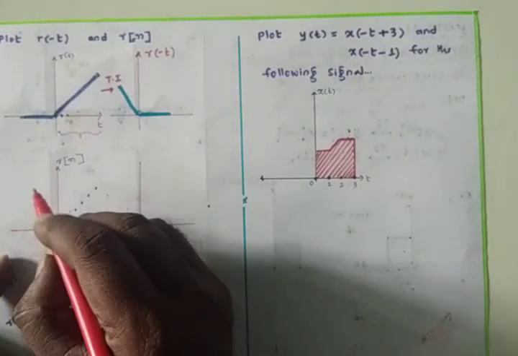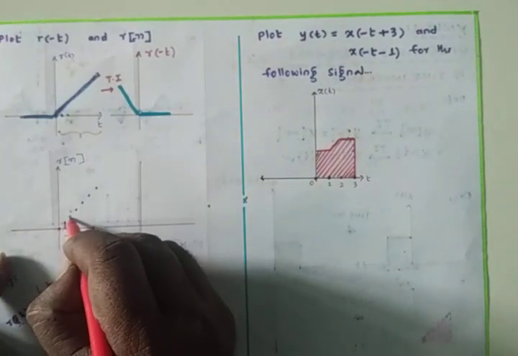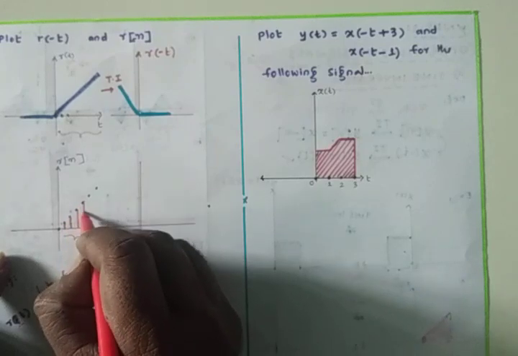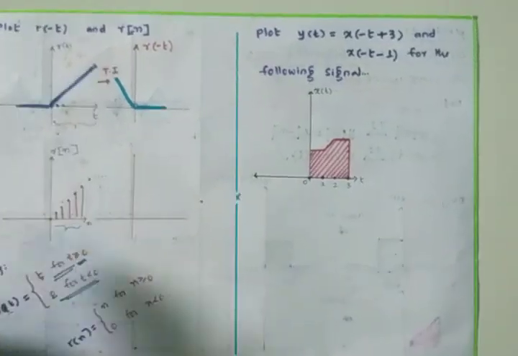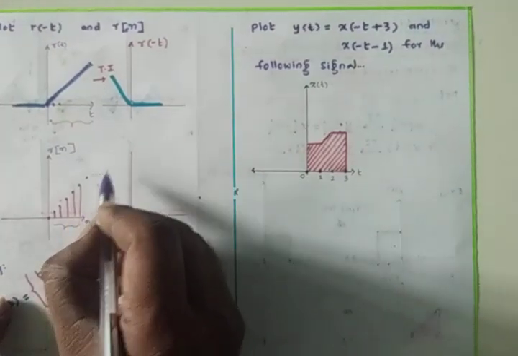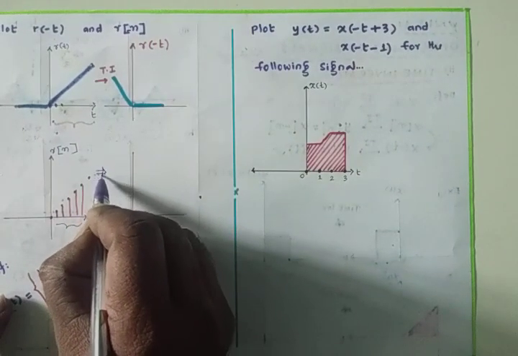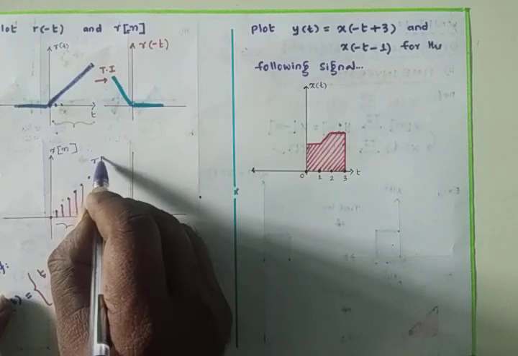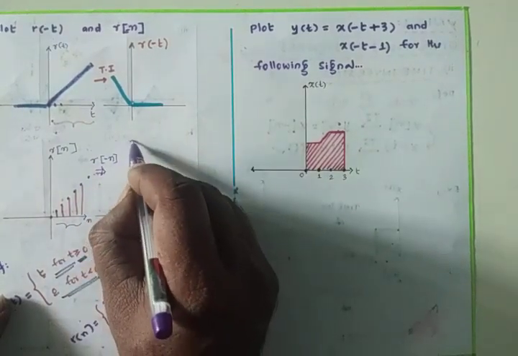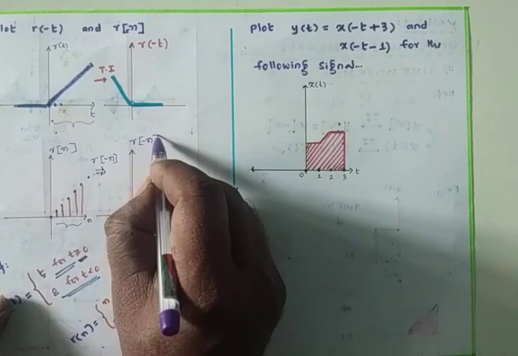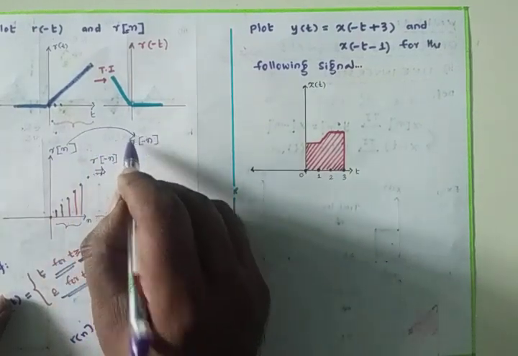The signal is 0 at 0, 1 at 1, 2 at 2, 3 at 3, 4 at 4 and 5 at 5 and so on. This is r of n, but we have to plot r of minus n. r of minus n can be plotted by making use of the time reversal operation on the ramp signal. This will be r of minus n. That means n is simply replaced by minus n.